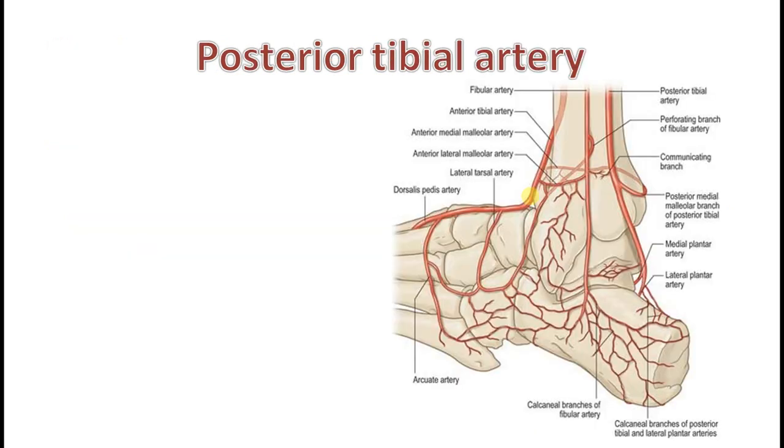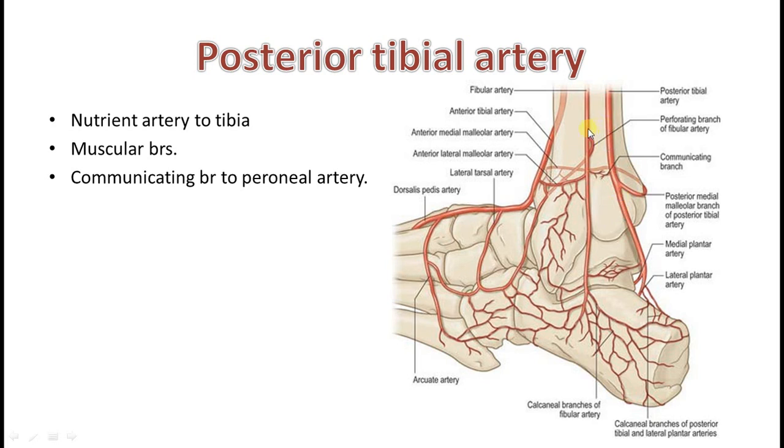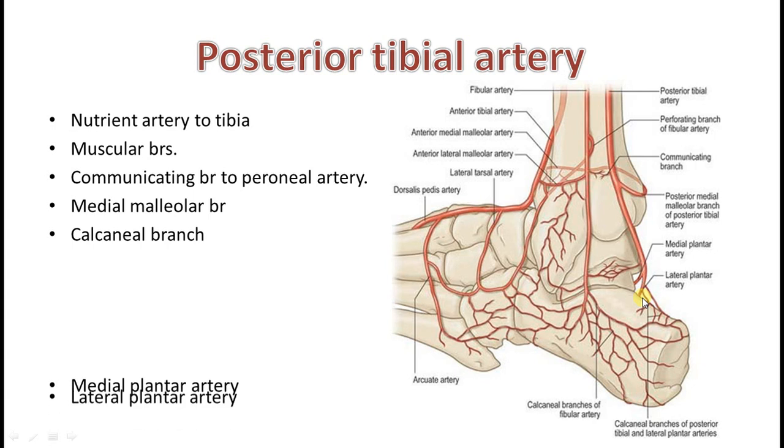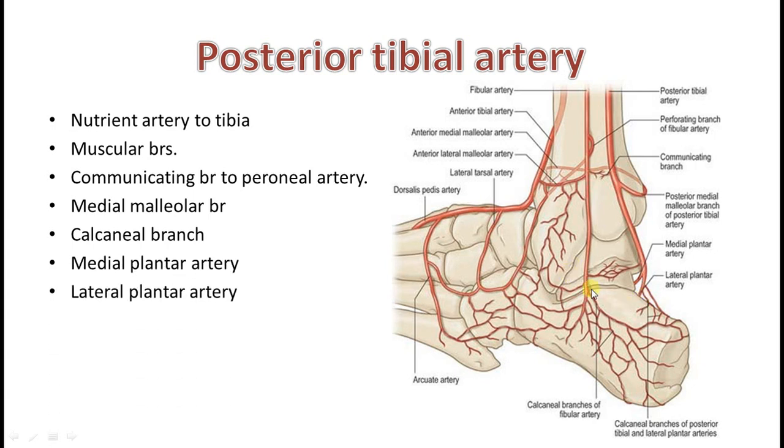The other branches of the posterior tibial artery are the nutrient artery to the tibia. Here you are able to see the perforating branch of the peroneal artery. So this is your posterior tibial artery. Nutrient artery to tibia, muscular branches, communicating branch to the peroneal artery. Then you have malleolar branches, the posterior medial malleolar branch, and the calcaneal branch. And finally, the medial and lateral plantar arteries, which are going to supply the sole of the foot.